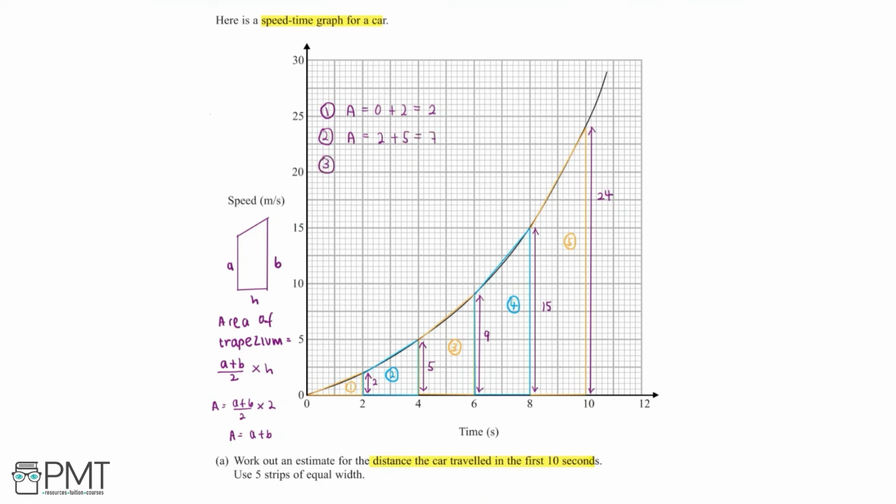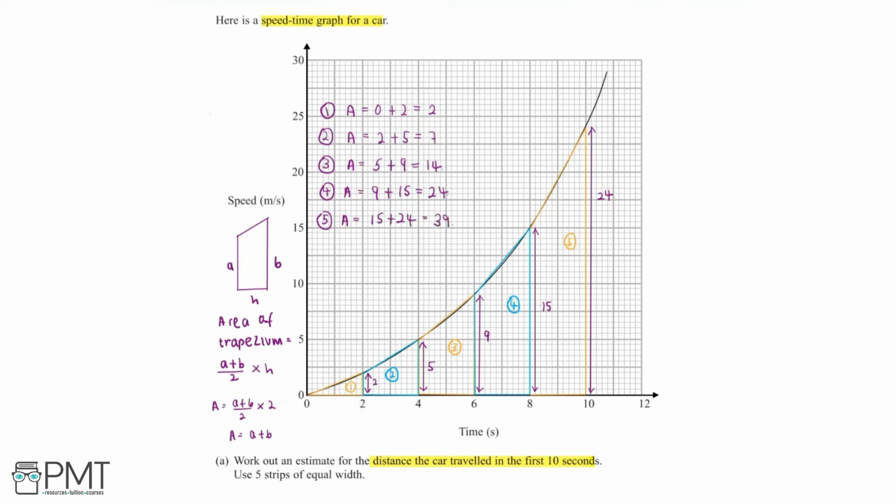Now moving on to trapezium 3, the length a is equal to 5 and the length b is equal to 9. And so the area of trapezium 3 is 5 plus 9, which is equal to 14. For trapezium 4, a is equal to 9 and b is equal to 15. And so the area is equal to 9 plus 15, which is equal to 24. And finally trapezium 5, a is equal to 15 and b is equal to 24. And so the area is equal to 15 plus 24, which is equal to 39.